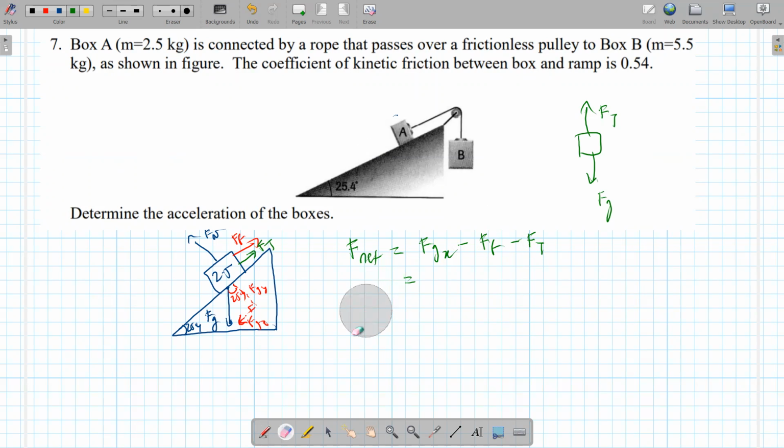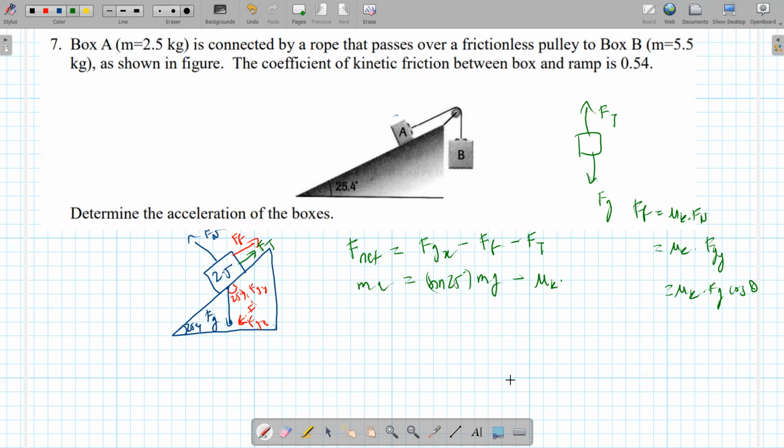Okay, and then the F net is MA, right? And FGX is, again, look at this. The X component is sine. So sine 25 times 9.8 times 2.5. And the frictional force is mu K times the normal force. Always, the frictional force is mu K times the normal force, and the normal force is always FGY, which is FG cosine theta.